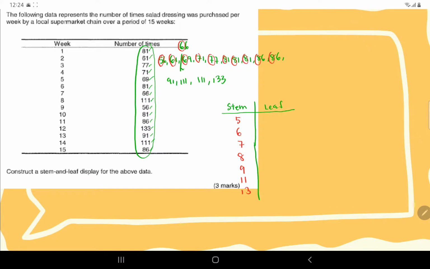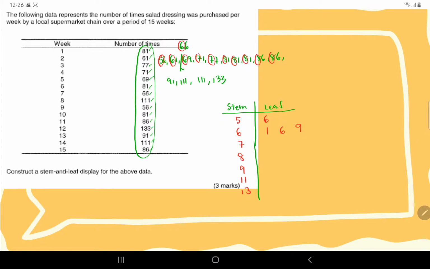So what will be our leaf? Here in our data, 5 is paired with 6. So we should write 6 here. It means 56. And then we have 61, so 6, 1. And then we have 66, so 6, 6. And we have 69, so 6 and 9.